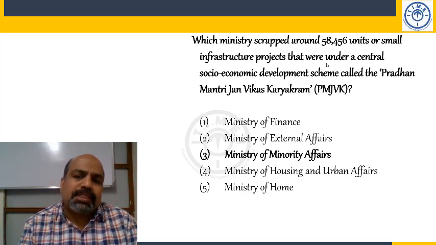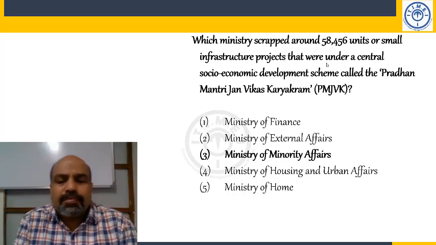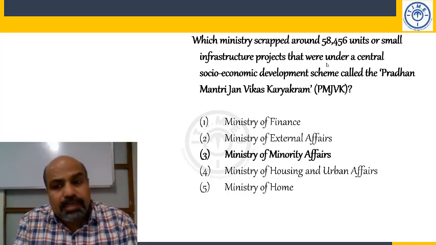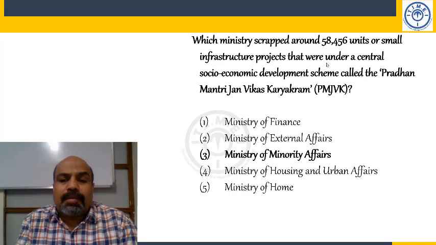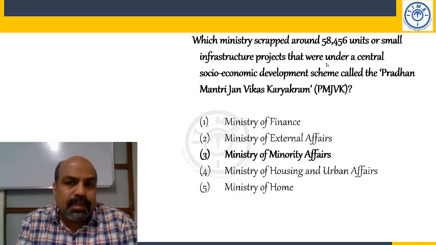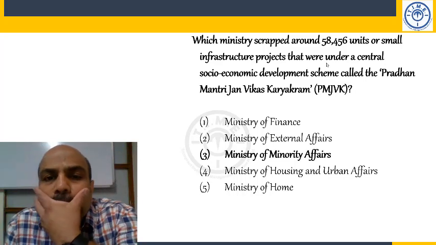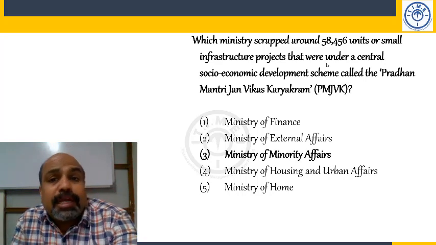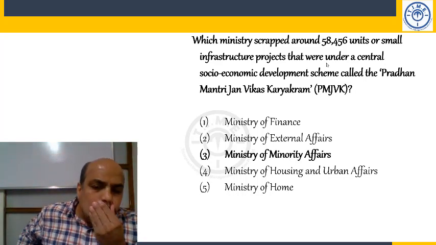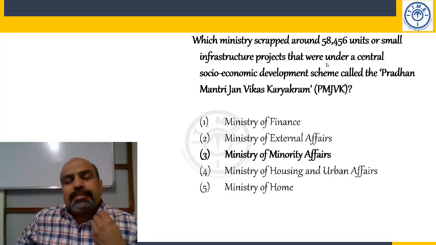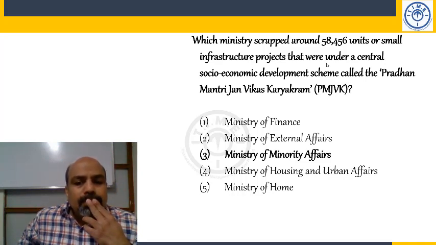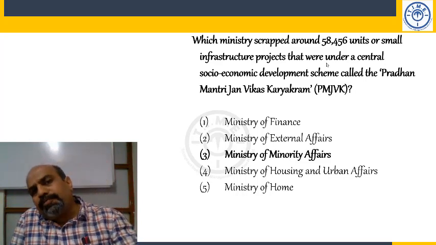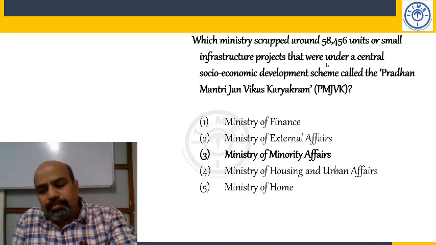Choices like Minister of Finance, Nirmala Sitharaman, who also is the Minister of Corporate Affairs. Minister of External Affairs, Subramaniam Jaishankar. Ministry of Housing and Urban Affairs is Hardeep Singh Puri. He also is the Minister for Petroleum and Natural Gas. What about the Ministry of Home? Amit Shah. He also is the Minister of Cooperation.